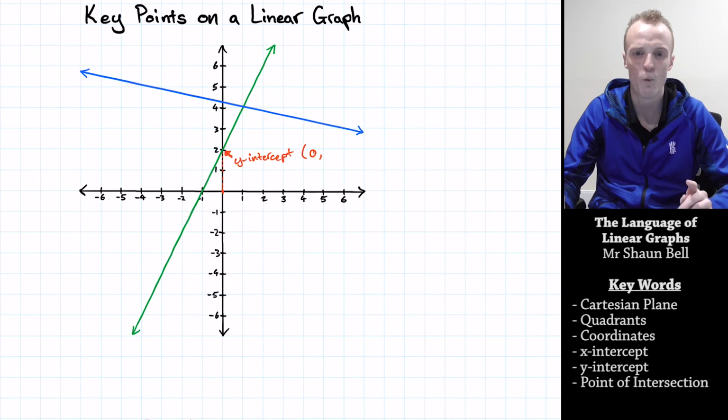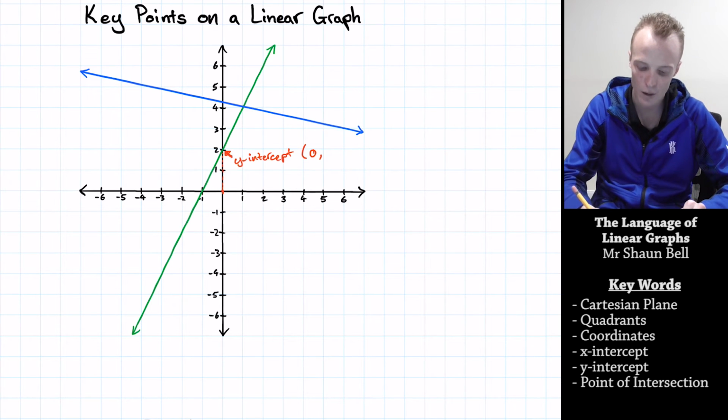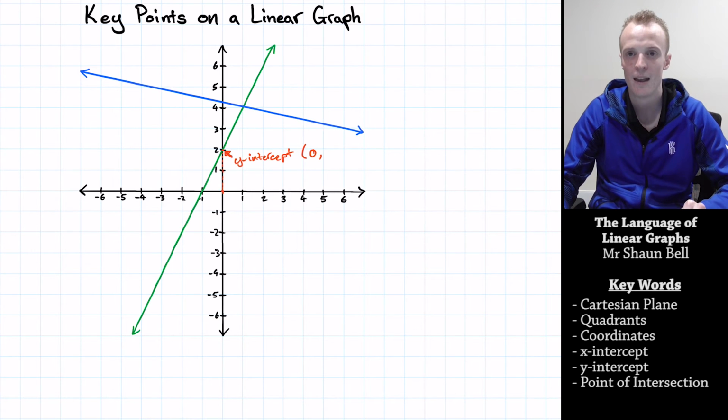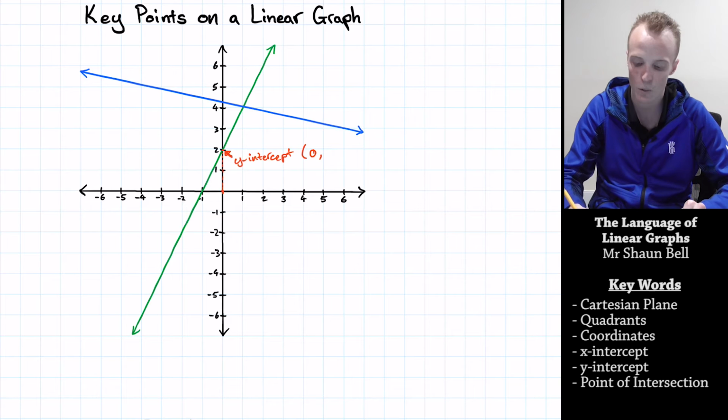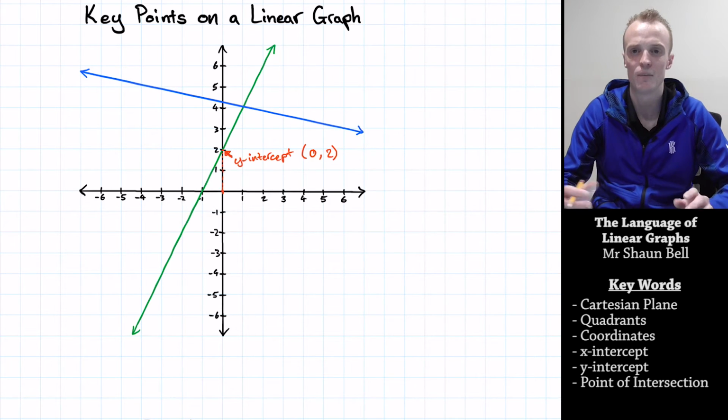Then I describe the y-coordinate. Now the y-coordinate is where this graph intercepts the y-axis. So you can see that the y-coordinate is at 2. So we put the 2 down and we enclose them in brackets. So in the green graph, the y-intercept is at (0, 2). The next thing we can identify in that green graph is the x-intercept.